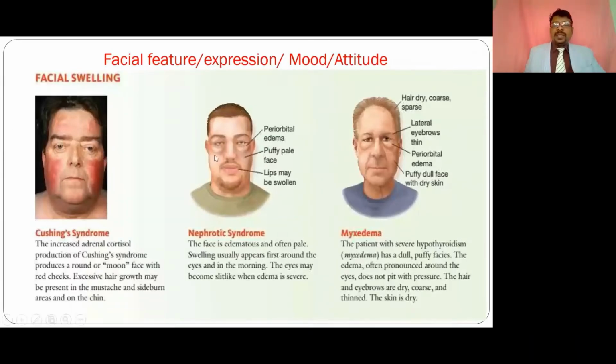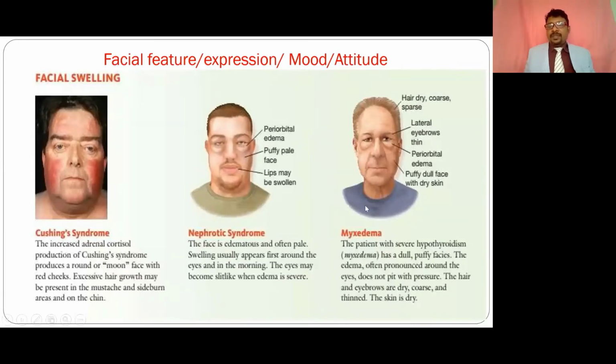Also nephrotic syndrome. Nephrotic syndrome is because of kidney disease, or if the nephrons fail, there is no proper filtration of the waste materials, which is excretory system failure. The face is going to be edematous and often pale. Swelling usually appears first around the eyes and in the morning. The eyes may become slit-like when edema is severe. It appears as a puffy face, like a full swelling of the face. This is also one of the causative factors for kidney symptoms or kidney failure, nephrotic syndrome.